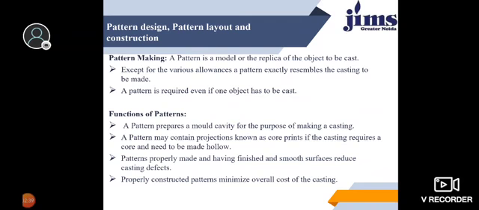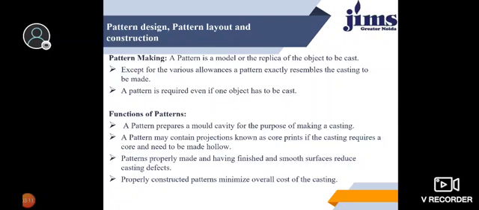So now is pattern design, pattern layout and its construction. First of all, pattern making. A pattern is a model or replica of the object to be cast. I have already told you it is the mirror object of the final finished product. Except for various allowances, a pattern exactly resembles the casting to be made. A pattern is required even if only one object has to be cast. Okay.